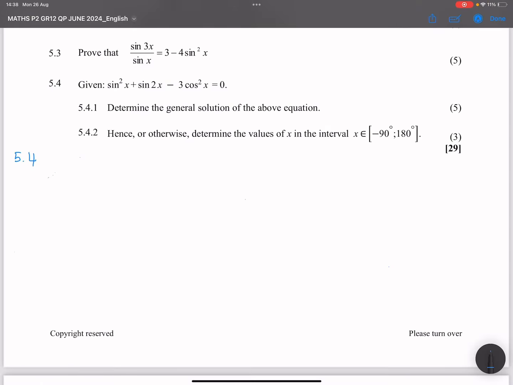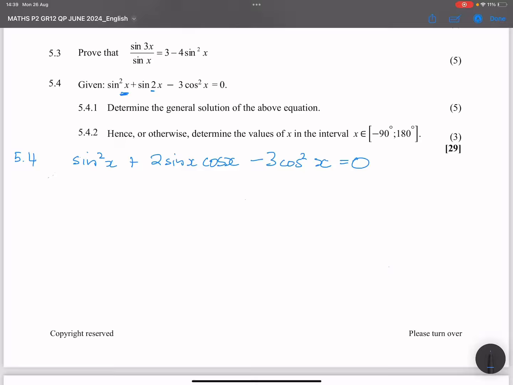Right, now if I look at what we've got there, we firstly need to try and simplify as much as possible. Okay, so we've got sine squared over there, and we've got sine of 2x over there. Now, sine of 2x has got both sine and cos in it. Okay, so let's try and write it. So sine squared of x plus 2 sine x cos x minus 3 cos squared of x is equal to 0.